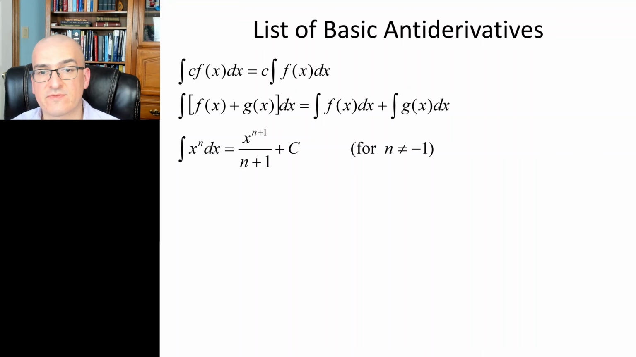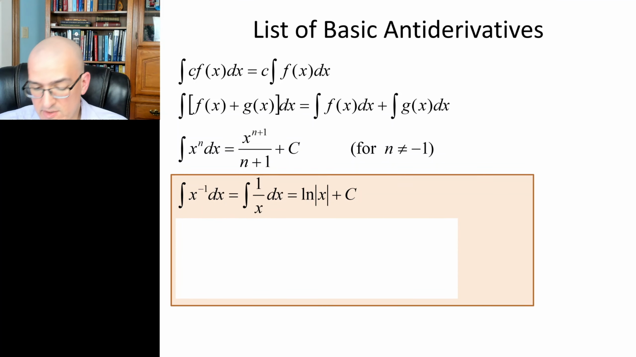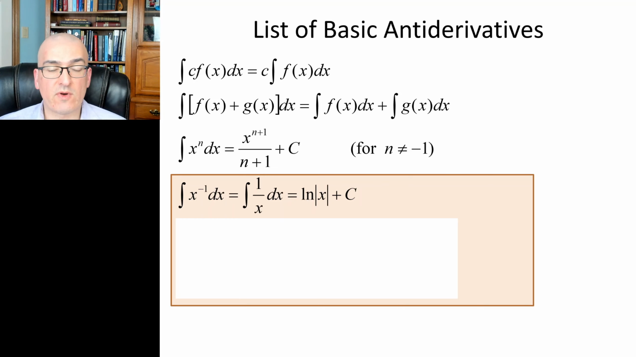Look at what happens if the power is negative 1. In the denominator, you would have a division by 0. So something special happens. And here it is. Here's the special thing that happens. If you take the antiderivative of x raised to the power of negative 1, which is the same thing as the antiderivative of 1 over x, you get ln absolute value of x.